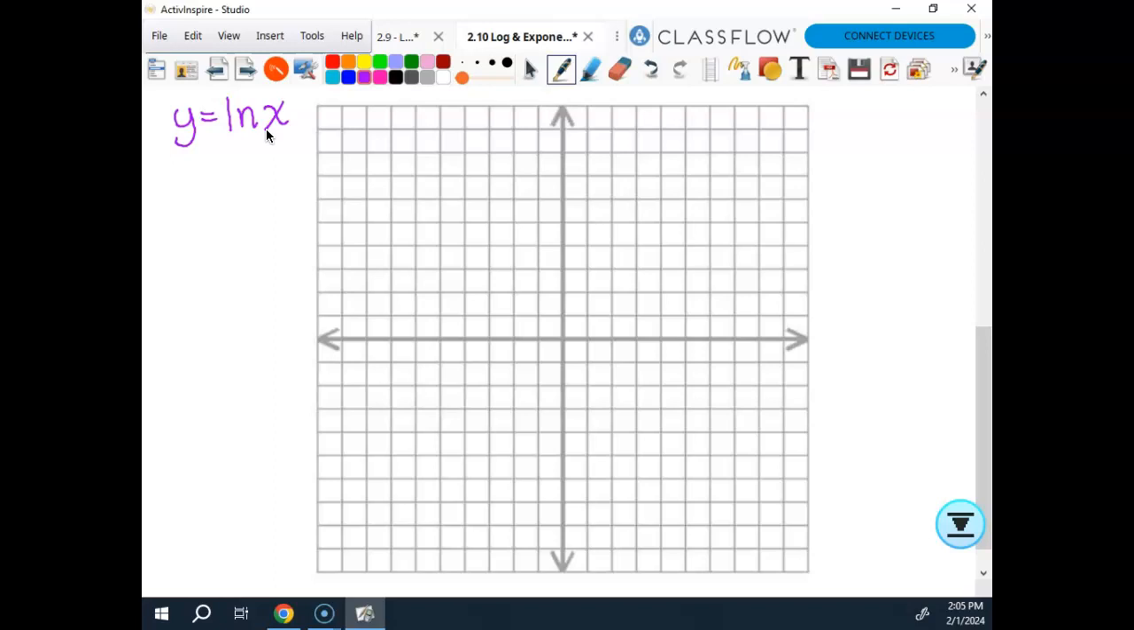What's the base here? E. The base is e. So this is log base e. We just don't write log base e. It turns into natural log. It's really not any more scary or any different than the other. It just has a different way of being written. So my parent function looks exactly the same. So what is the natural log of 1?